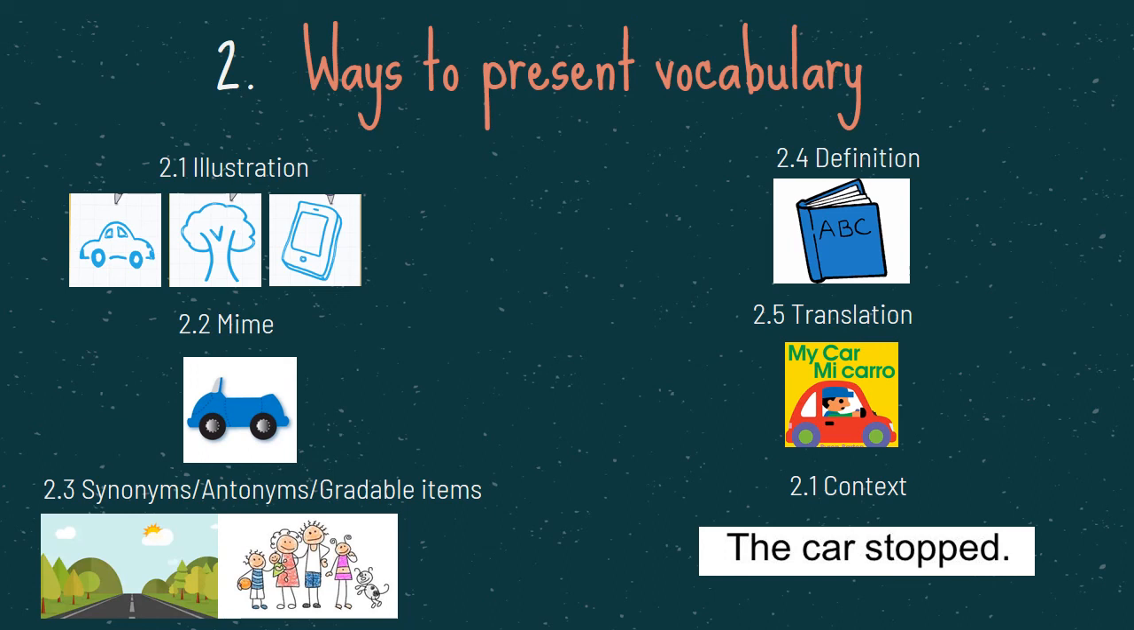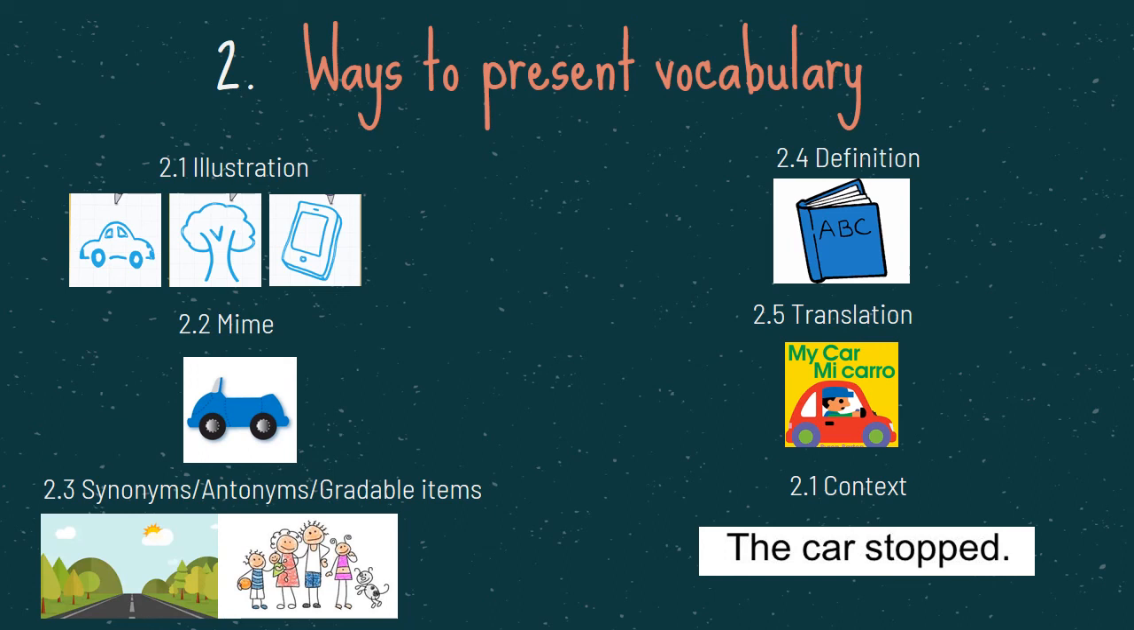Illustration is very useful for more concrete words such as dog, train, rain, tall, and for visual learners. Obviously, it has its limits, though not all items can be drawn. In this part, we can see that we have three drawings related to a car, a tree, and a cell phone.